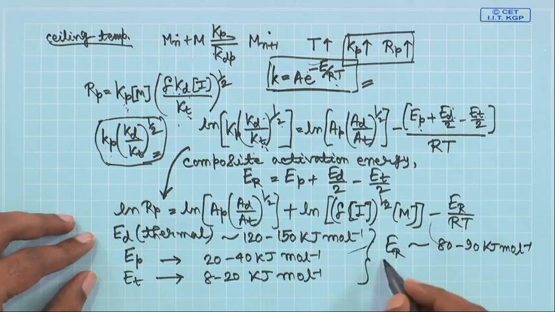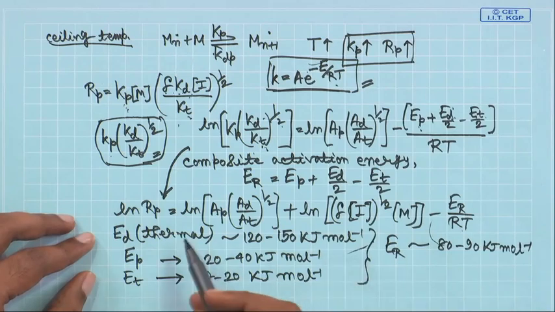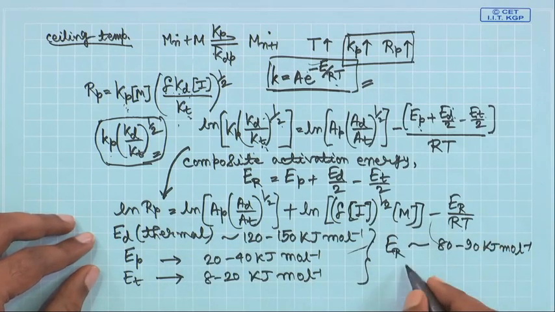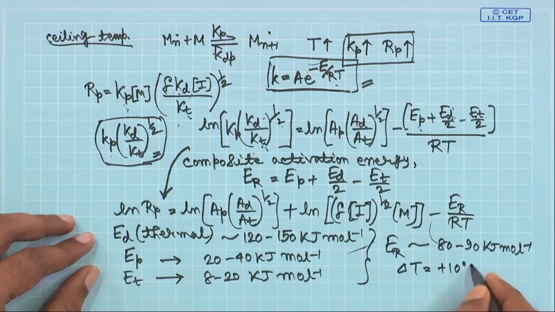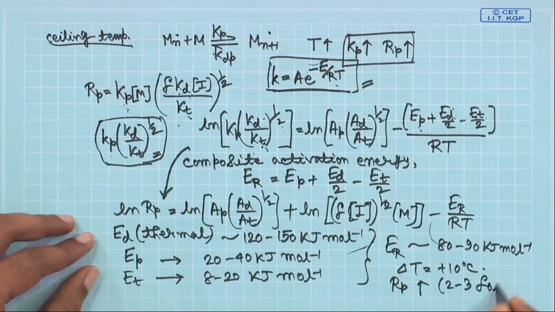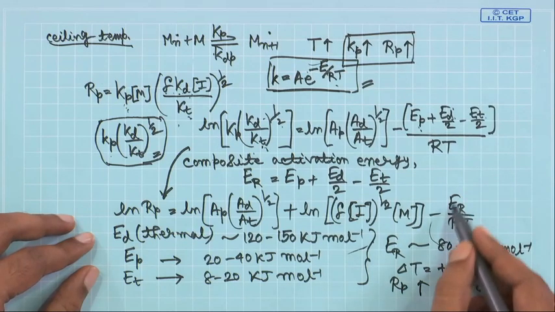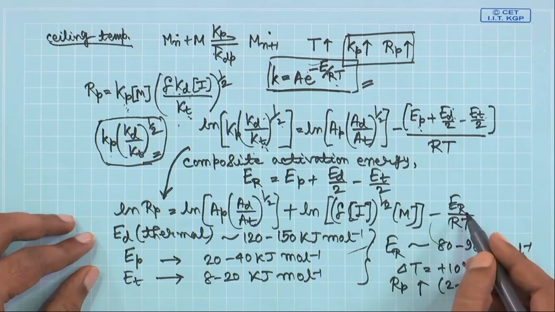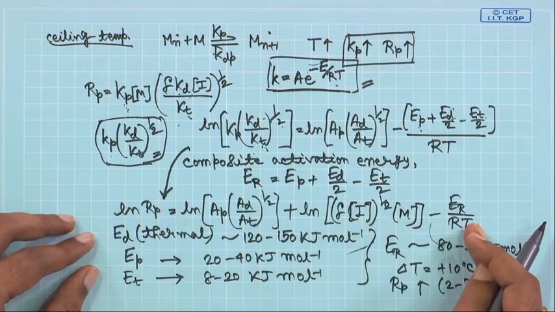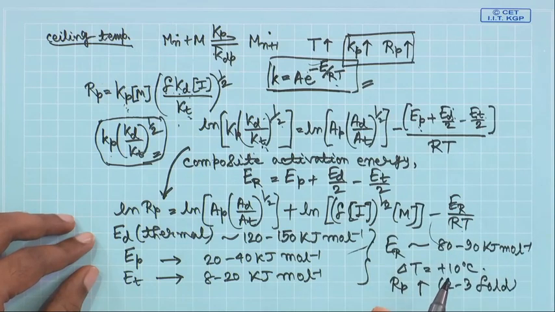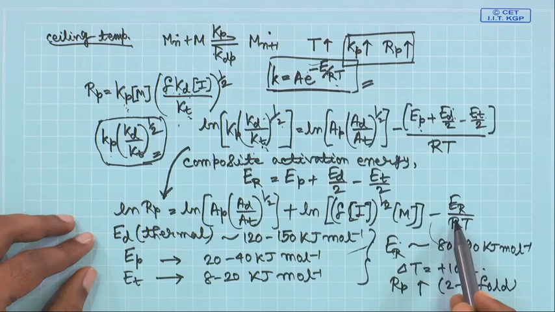So, this is a positive term, and if you put this value here, then you can see that when you increase the temperature by say 10 degrees Celsius, then the Rp value will increase 2 to 3 fold. So, everything depends on the overall value of this ER. If the ER value is close to 0, then the temperature dependence will go. It is not the case for thermal decomposition. If the ER value is close to 0, for example, if you are looking for photochemical activation, then typically you do not need to heat up your initiator. The energy is provided by the light quantum. So, then this ER is close to 0.